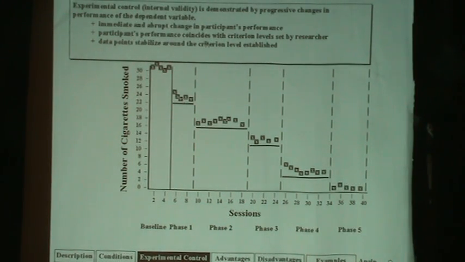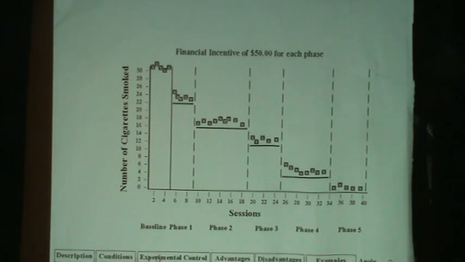Participants' performance coincides with the criterion level set by the researcher. Well, the data did stabilize in level and trend around the criterion levels, and the data points stabilize around the criterion level established. So we've met those 3 conditions. So the way this particular research is graphed, the way it looks here, this has very good experimental control. Let's take a look at the advantages.